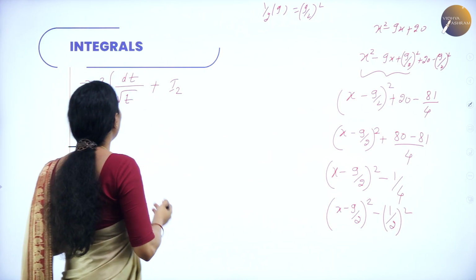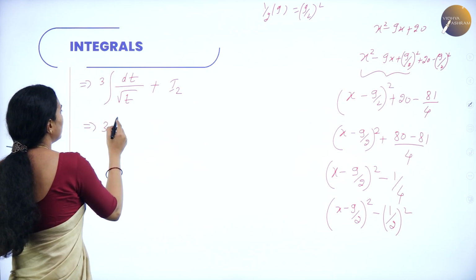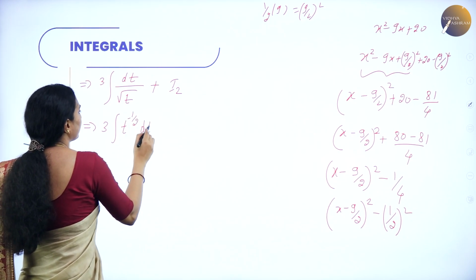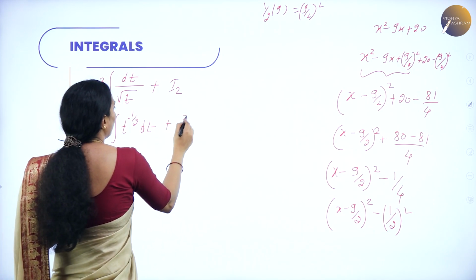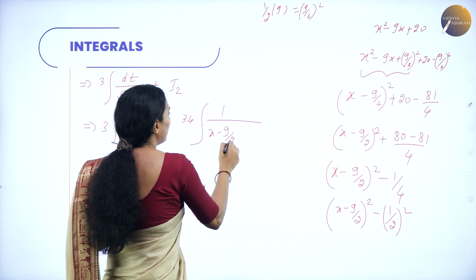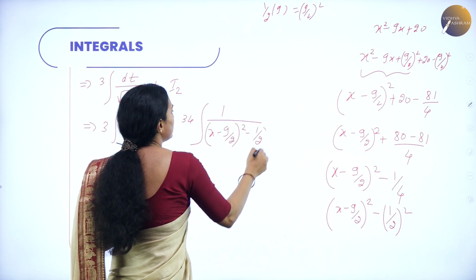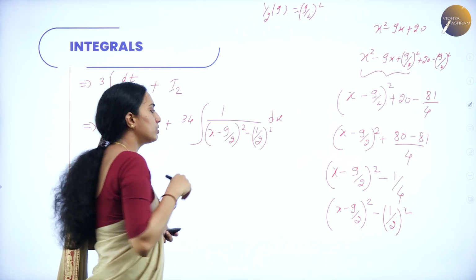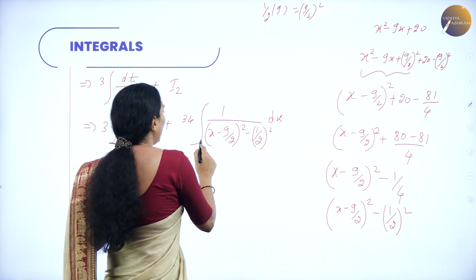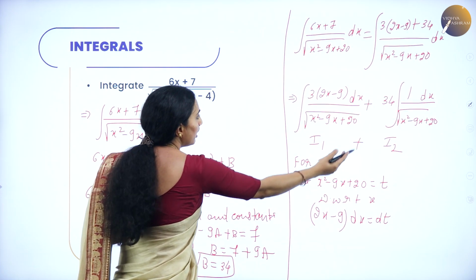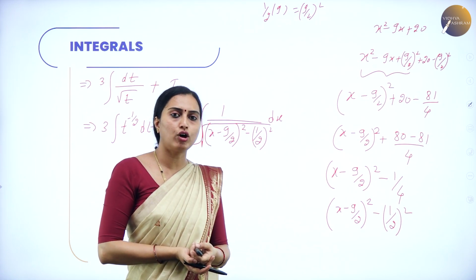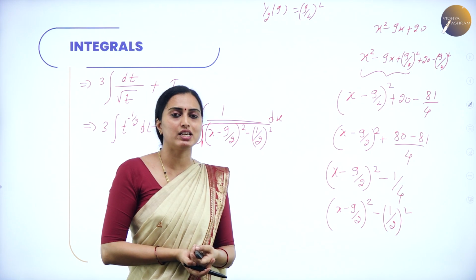Substituting that in I2, you are going to get 3 into integral of t to the power of minus half dt plus 34 into integral of 1 over x minus 9 by 2 whole squared minus 1 by 2 whole squared dx. Now this is in the form of 1 over under the root of x squared minus a squared. Don't forget to write it, because you are having it under the root. Therefore, the integral of 1 over under the root of x squared minus a squared gives you log of modulus of x plus under the root of x squared minus a squared plus c.